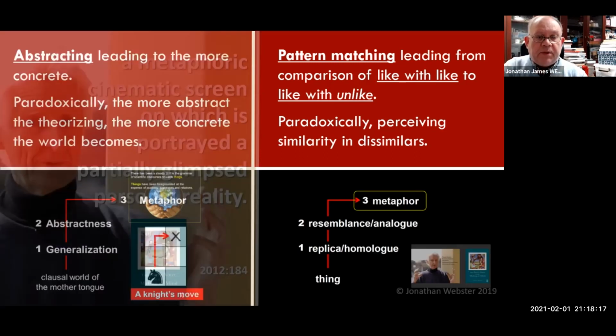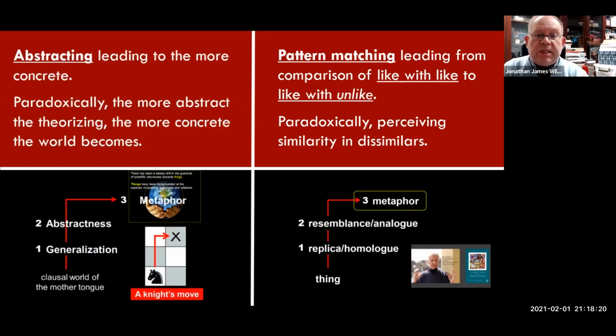Both adopt a way of looking at metaphor as something which is paradoxical. Our thinking is going in a particular direction. It is in abstracting, but then leading to the more concrete. Pattern matching, comparing like with like, and then we compare like with unlike. We perceive similarities in dissimilars. It was intriguing to me that you have the linguist and the psychiatrist, and when they both look at metaphor, they both see in it, as Halliday put it, what was the word he used? A knight's move. This alternate possibility.